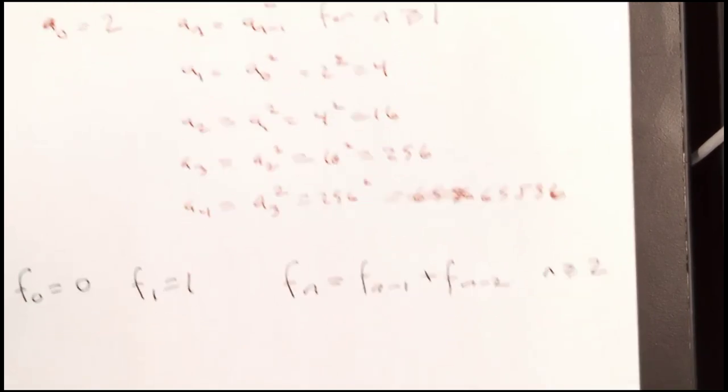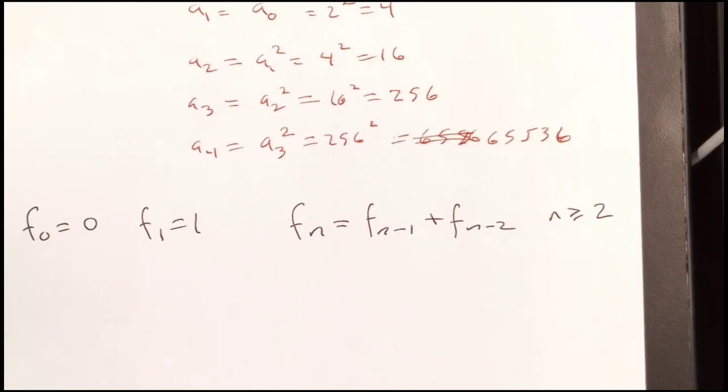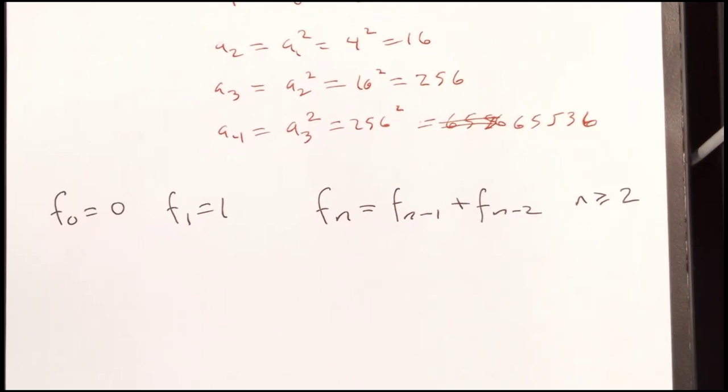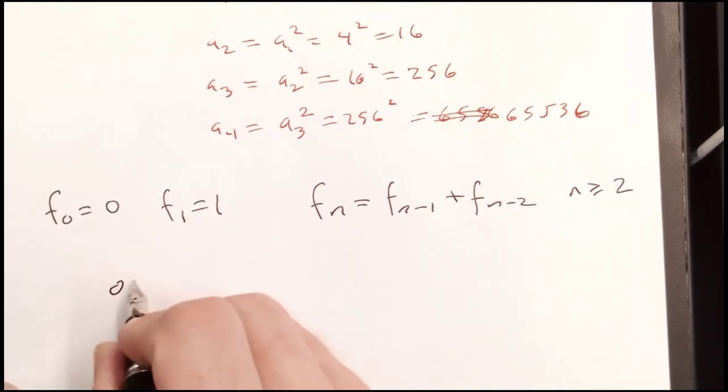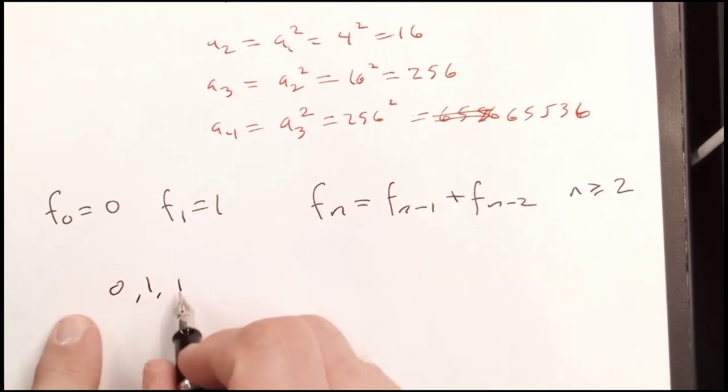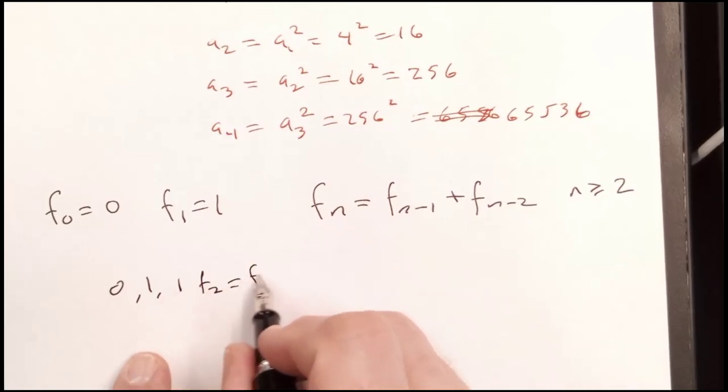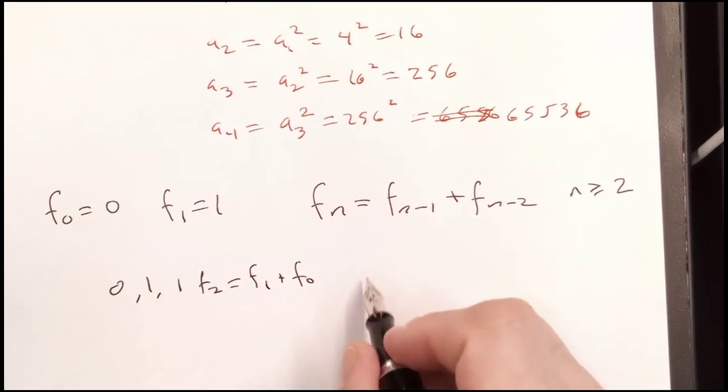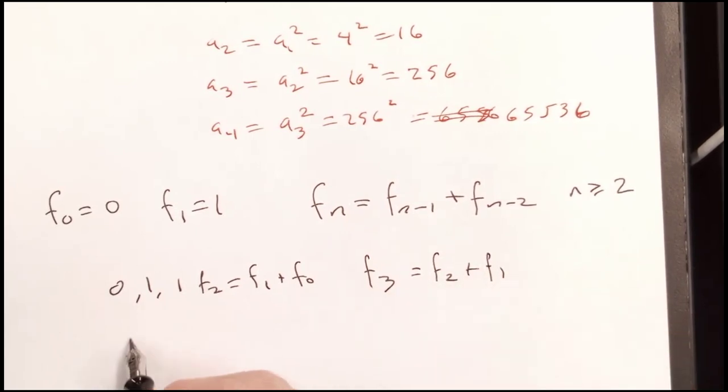Here's a depth 2 recurrence. I'd like the first 10 numbers. I'd like to get to F10. Fibonacci. Aha! 0, 1. The next one comes from adding these two. F2 is F1 plus F0. What's F3? Oh, it's F2 plus F1. That's 1 plus 1, so 0, 1, 1, 2.